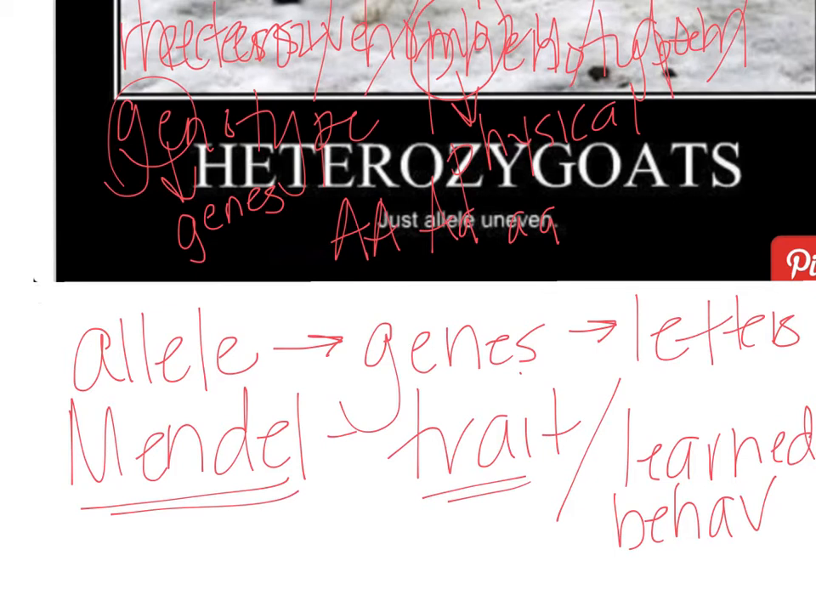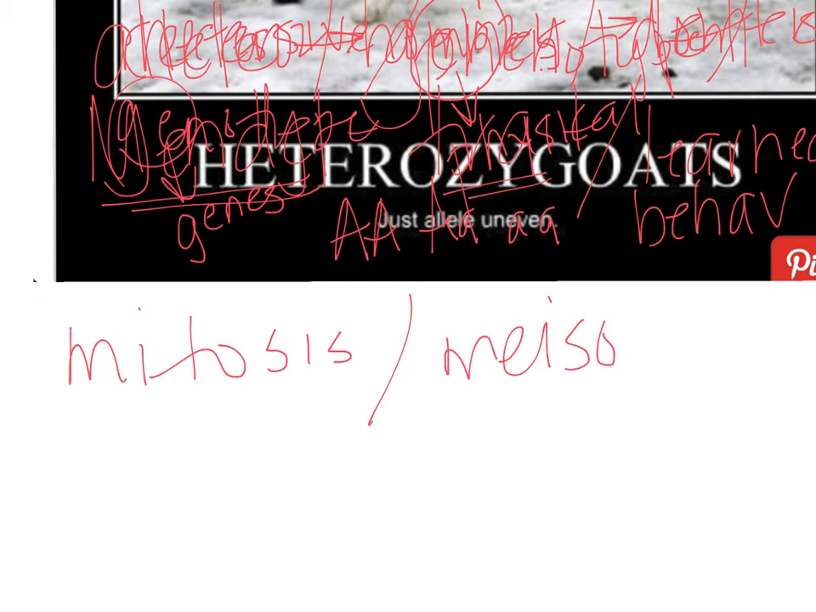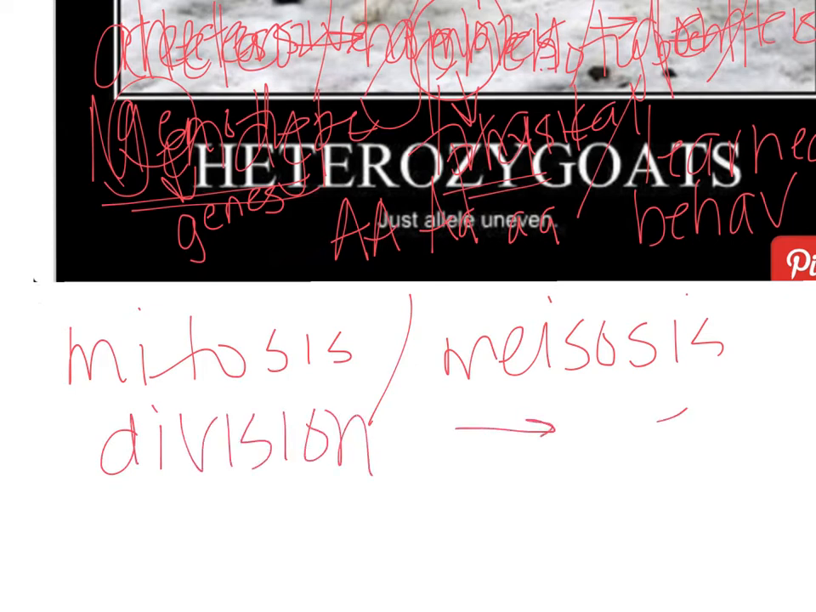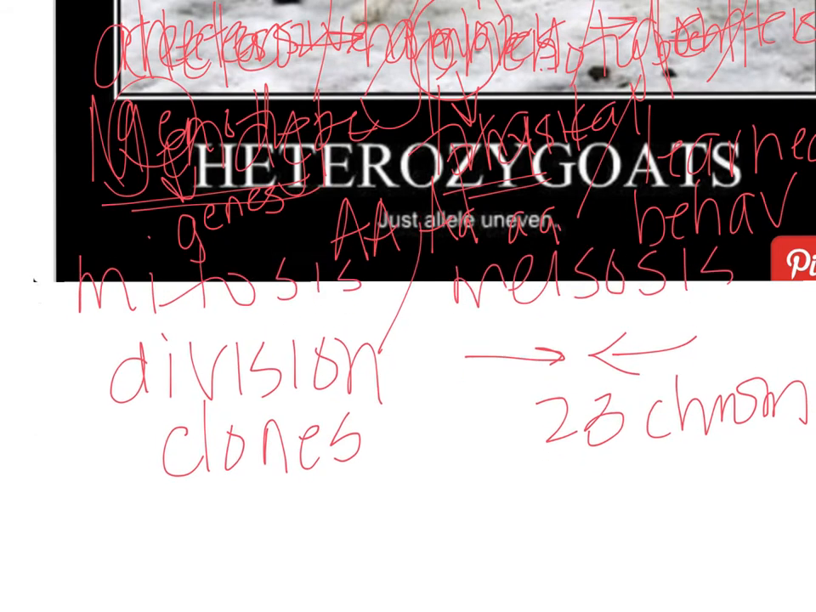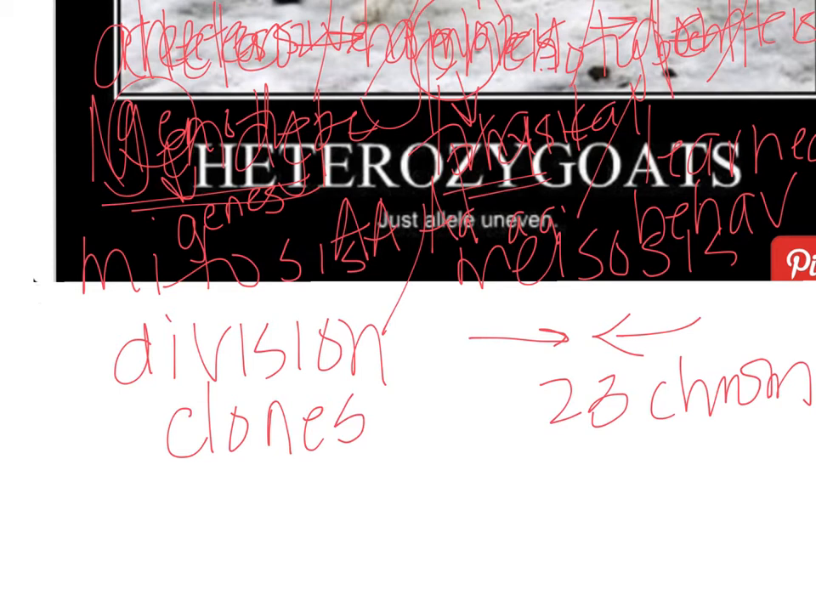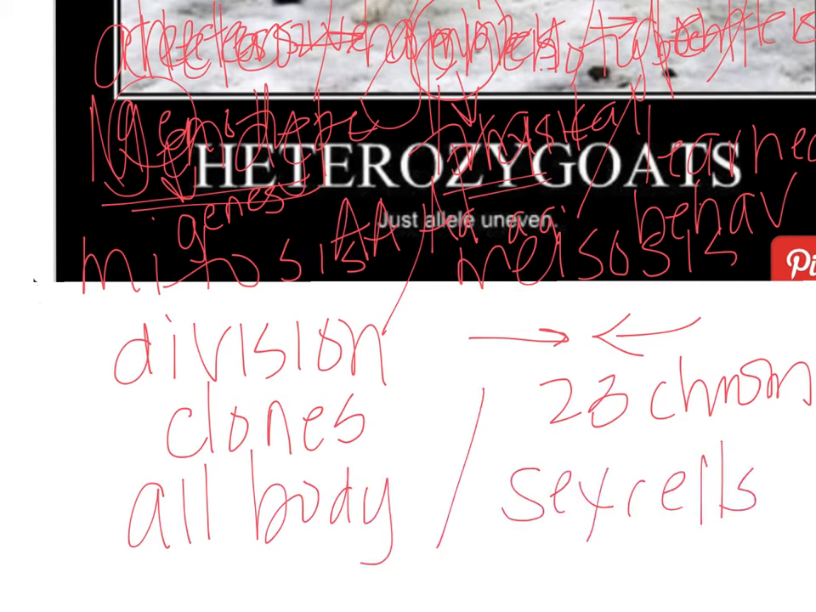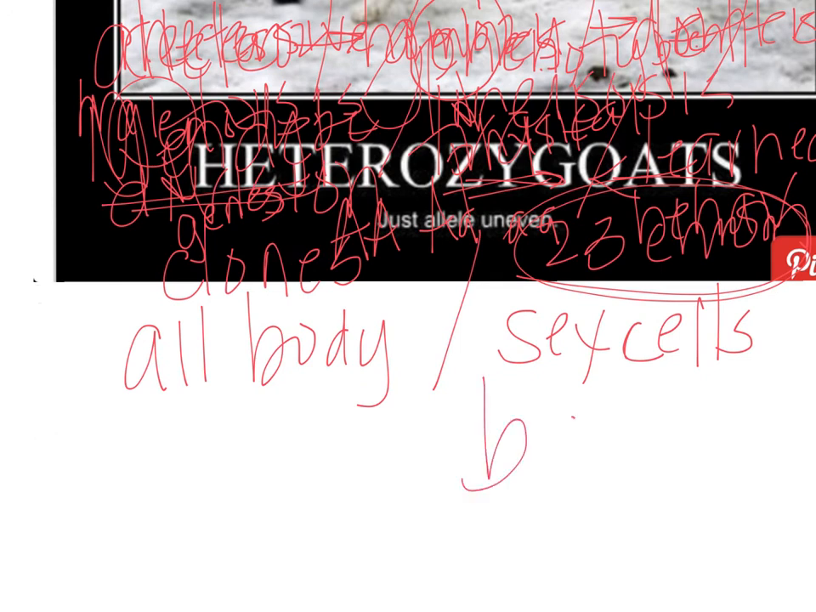Okay. You need to know what is mitosis versus meiosis. What is the difference? This is cell division. This is where they come together. These have 23 chromosomes. This is where, when cells divide, they make clones of themselves. This happens with all body cells except sex cells. Meiosis only happens with sex cells because they only want 23 chromosomes. Because if they made more than 23 chromosomes, then we would all be bananas.